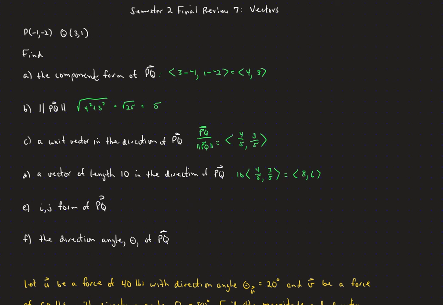The ij form of PQ is just 4i plus 3j. And for the direction angle, we are going to take the inverse tangent of the y value over the x value. I'm going to grab my calculator and go second tangent, 3 divided by 4, and that looks like about 36.9 degrees. And that's in quadrant 1, so that would make sense. Okay?